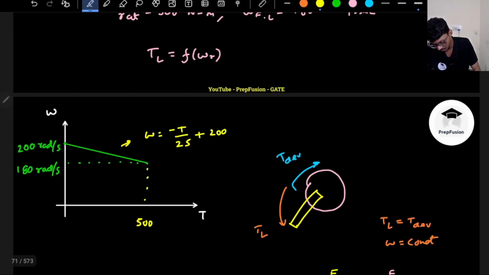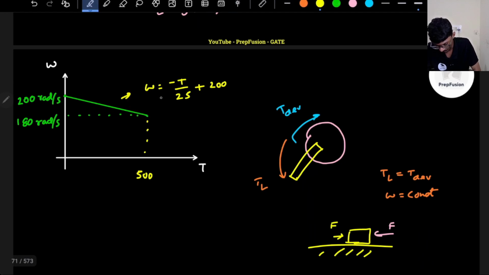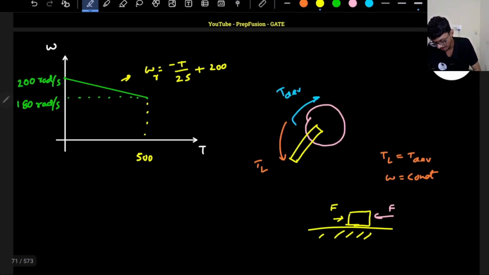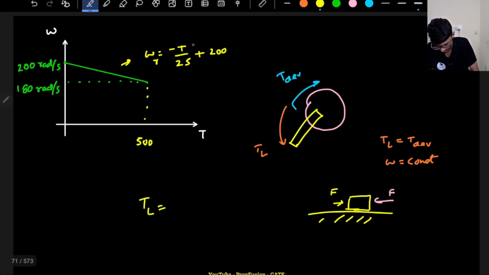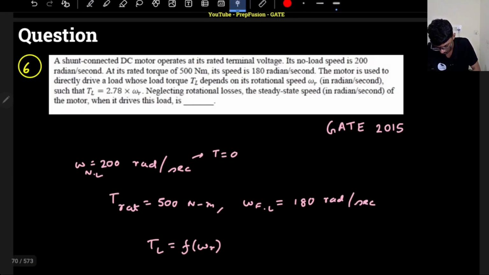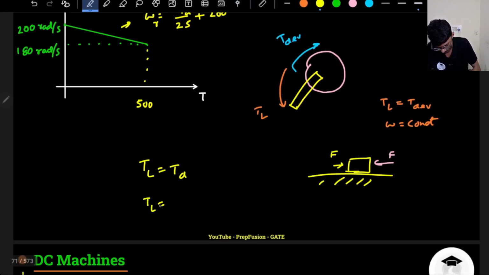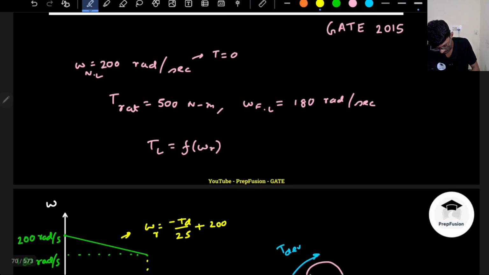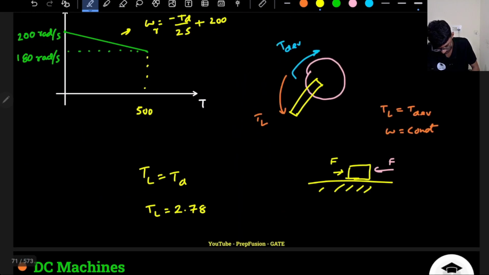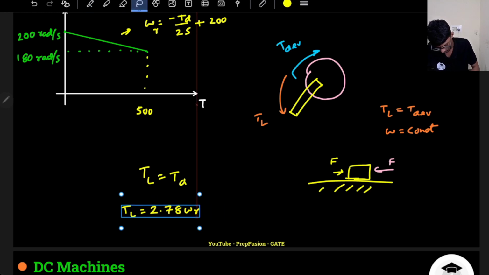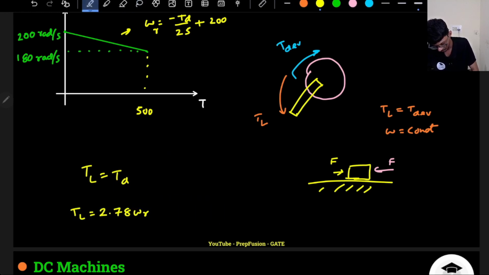So what have I told you? This is the speed of the rotor, right? At steady state, the load torque and the developed torque across the motor will be equal. So what is the equation of the load torque for the load, right? It is TL equals 2.78 into omega r, right? 2.78 into omega r.